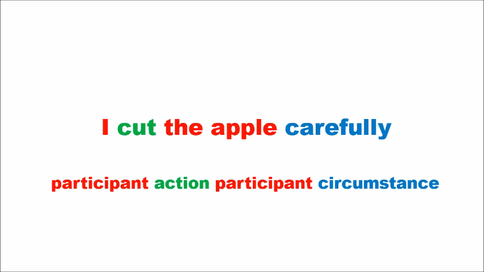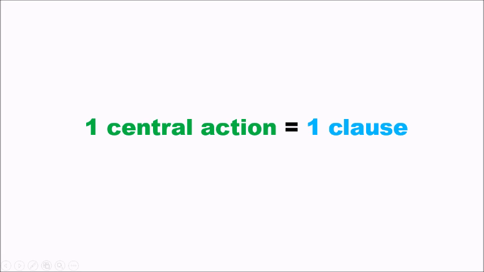The composition of this sentence, therefore, is a participant, an action, a participant, and a circumstance that describes how the action happened. To summarise what we've achieved so far, we can see that a central action usually associates itself with a clause. Therefore, if there is one action present in a sentence, there is likely to be a single clause.